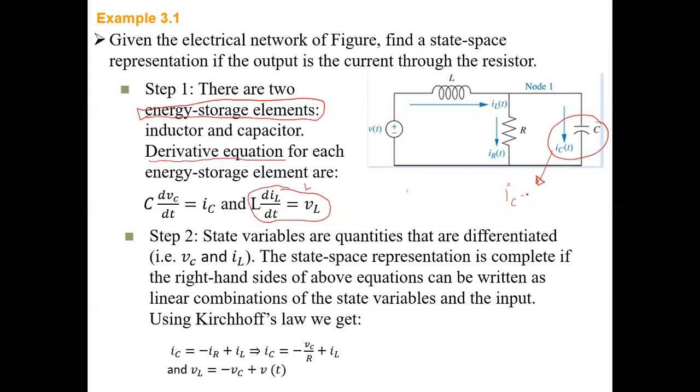IC, again, this is your physics 112. IC equals C times dVc over dt. That's your derivative equation, which involves C in it. It involves C and there is a derivative, see, this d by dt. This is a derivative equation and involves C. That's what it is. This is your first step.